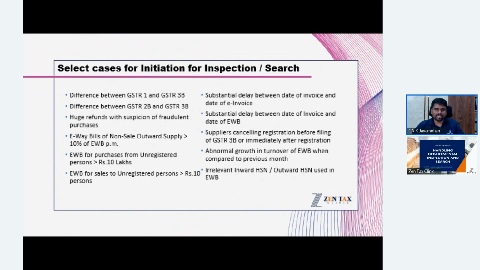An e-way bill for purchases from unregistered persons is more than 10 lakhs. So this is also a reason for which your case might be triggered for inspection. An e-way bill for sales to unregistered persons is more than 10 lakhs.